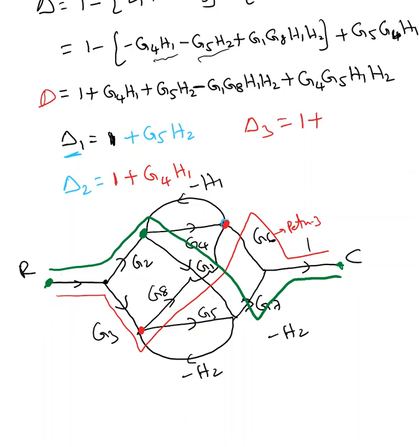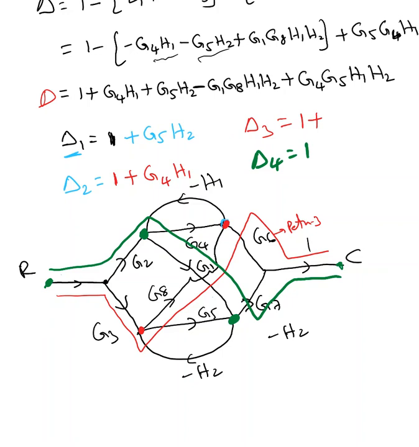If you look into delta 4, we will end up with the same thing here. So look at the green path, G4 H1 touching that node, G5 H2 touching that node, G1 G8 H1 H2 touching that node, and H1 H2 touching that node. So delta 4 equal to 1.